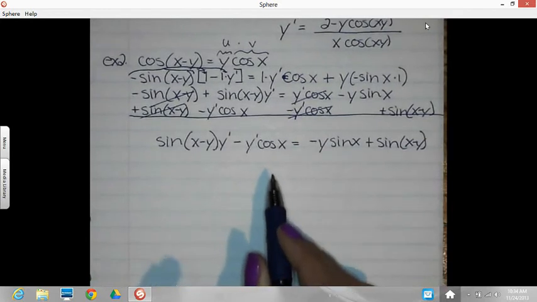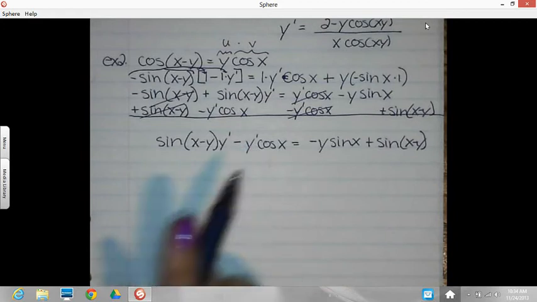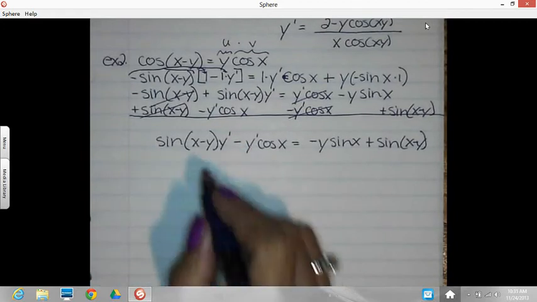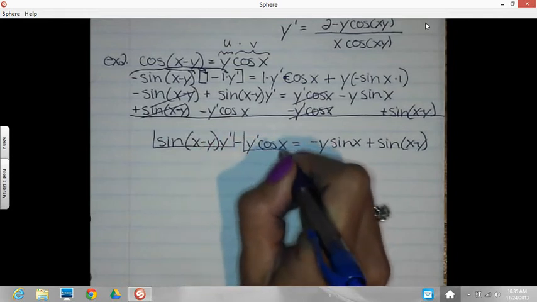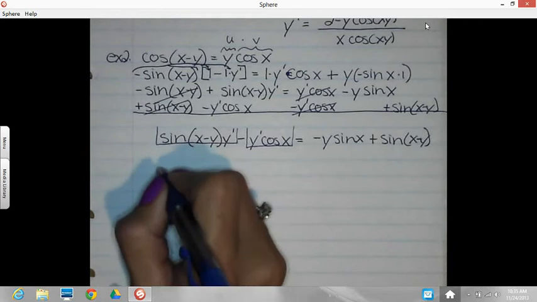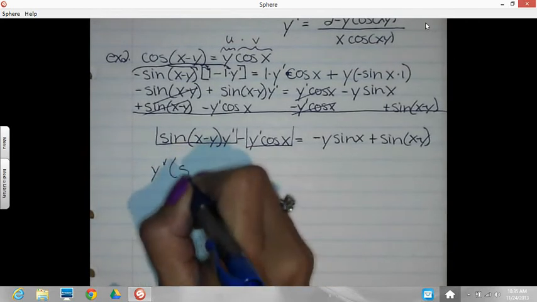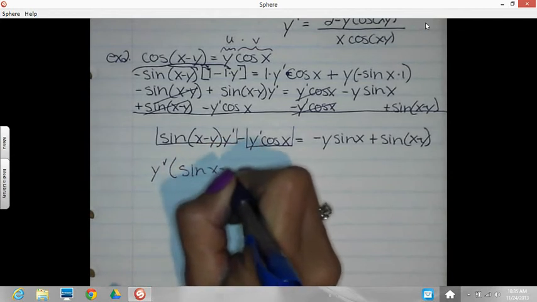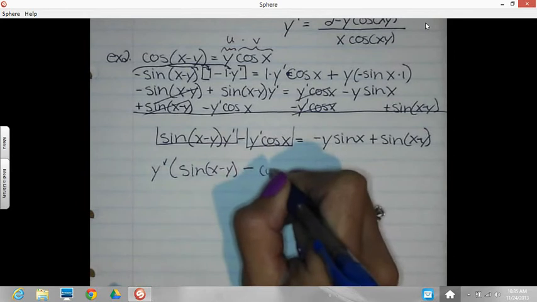Now I have to factor the y prime term out of the two baskets so that I have just one y prime term instead of two. So see the two baskets. We're only going to take out the y prime because that's what I want to solve for. So taking out the y prime leaves sine of x minus y minus cosine of x equals this.